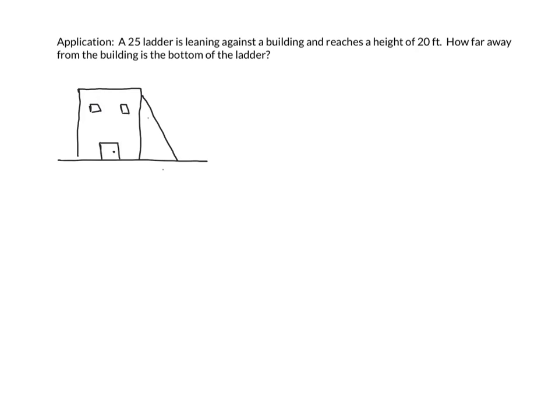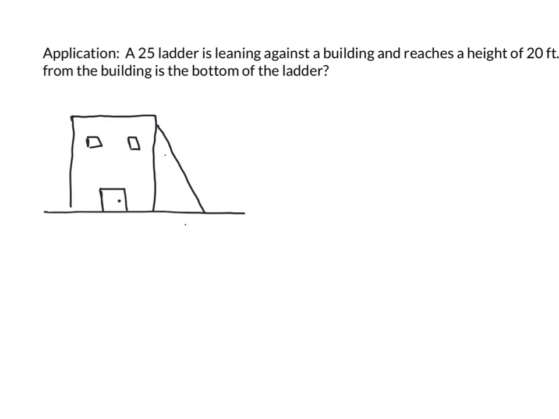So if we go ahead and label our drawing, we have a 25-foot ladder leaning against a building and reaches a height of 20 feet. We want to know how far from the bottom of the building is the ladder. So this is kind of how we're going to set up our figure. Now we do know that this is a right triangle, and so we can go ahead and use Pythagorean Theorem.